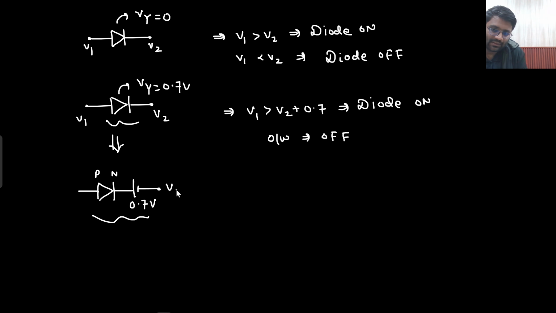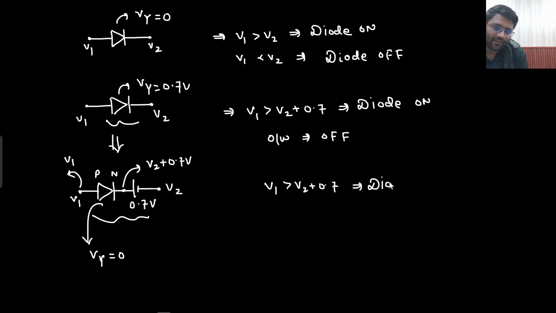Now this potential was V2, this potential was V1. Now this diode is having 0 cut-in voltage. Can we get the same condition? Yes. If this is V2, what this would be? V2 plus 0.7. What will be the potential of this node? That would be V2 plus 0.7. And here what is the potential? Here that is V1. Now if V1 is greater than V2 plus 0.7, what will be the scenario? Diode is on.